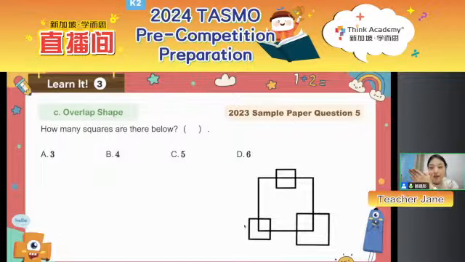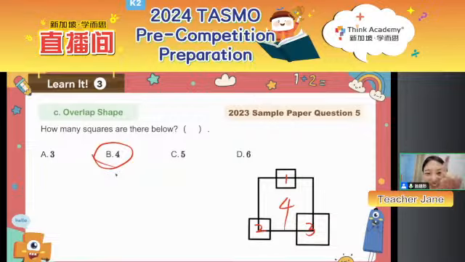Okay, so everyone, let's try to have a look at this question. This question is on the TASMO 2023 sample paper, and this is question 5 on this paper. So everyone, we can see how many squares are there below. So we can see this time, I can count 1. Okay, let me change another color. Okay, let me use the red pen. Okay, so 1, 2, 3, 4. Haha, I count 4. So the final answer is 4. Am I correct, everyone? Yes or no?